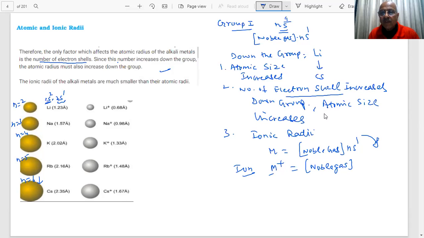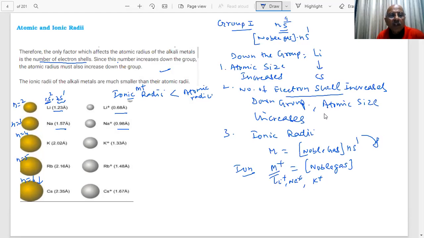So you will get M plus: lithium plus, sodium plus, potassium plus. The size of a cation is always smaller than the neutral atom. We have studied that. Here we have given the atomic sizes: this is 1.23 angstrom, this is 0.68, 1.7, 0.98. So ionic radii is always smaller than the atomic radii for a cation, M plus ion. Down the group, it is increasing. Down the group, ionic radii and atomic size increase.